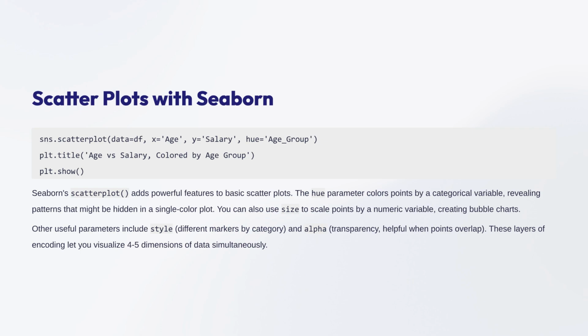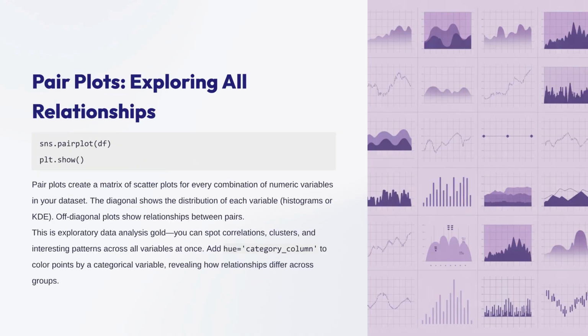Seaborn's scatterplot function enhances basic scatter plots. The hue parameter allows you to color points based on a third categorical variable, revealing hidden patterns or relationships. Pair plots create a matrix of scatter plots for every combination of numeric variables in your dataset. This powerful tool is essential for exploratory analysis, helping you spot correlations and clusters across all features.